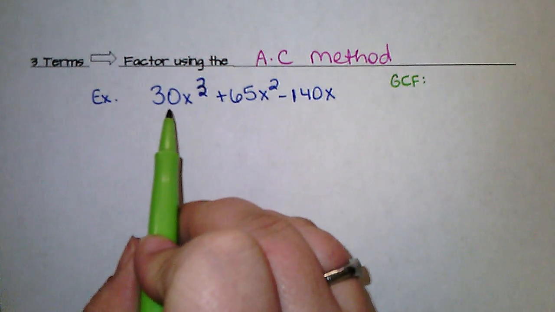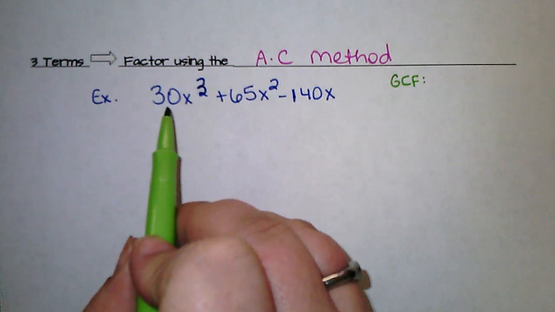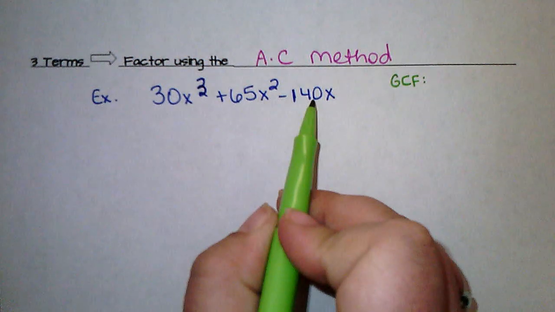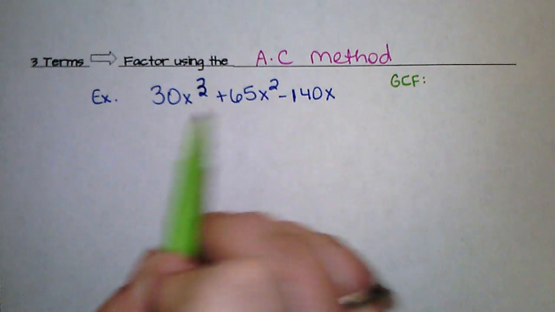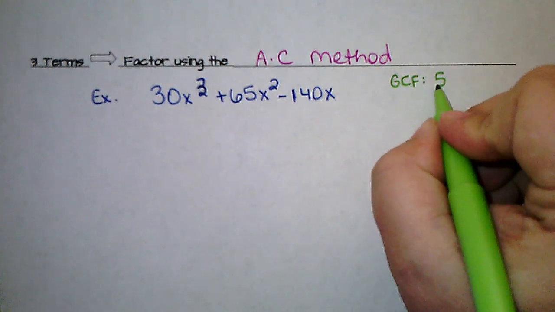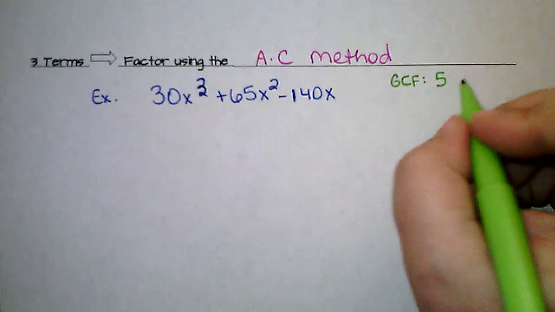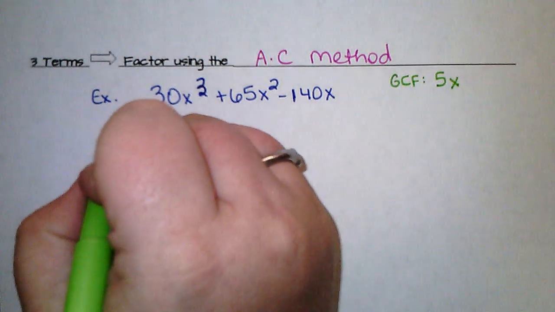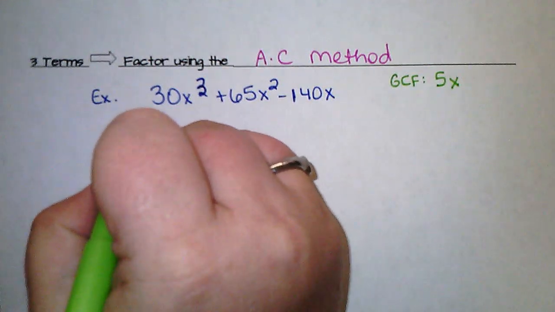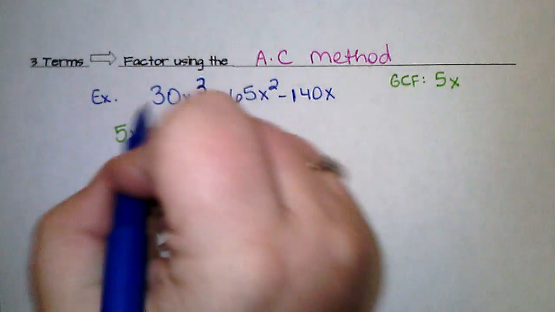Now remember, GCFs can be numbers or letters or a combination of both. So if I look at these, I notice that 30, 65, and 140 can all be divided by 5. And it looks like they all have an x. So I can take out a 5x from all of these. And to take that out, I will be dividing.